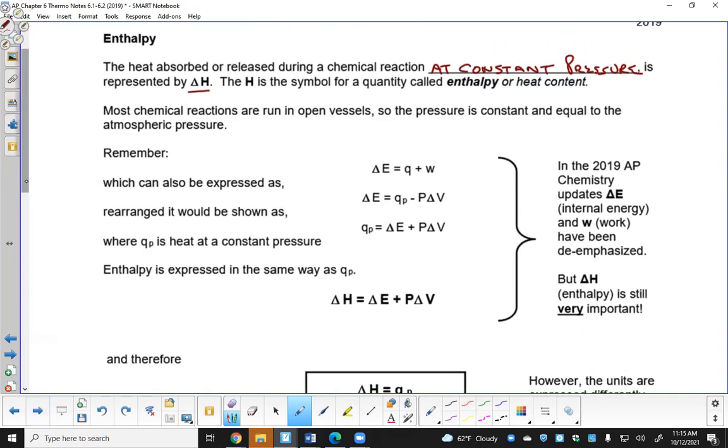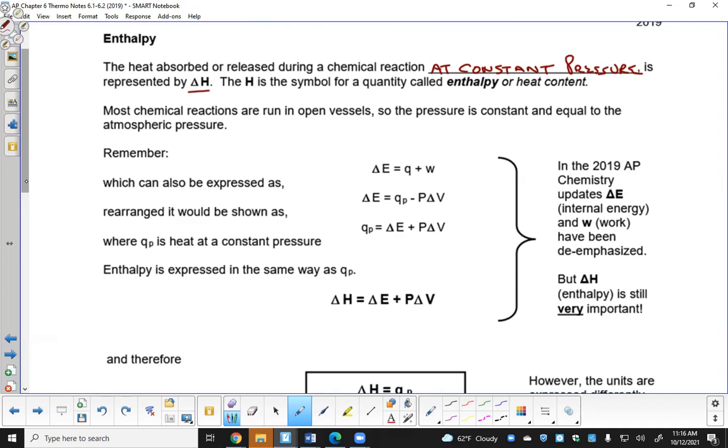Most chemical reactions are run in open vessels, so the pressure is constant and equal to the atmospheric pressure. Now this is where we get to save a whole bunch of time, because the College Board gave a list of clarification statements in 2019, because there was a lot of confusion on how much depth we had to go into on certain things. And so they went through and clarified this topic in particular. And they said delta E, which was always a part of the stuff we had to teach, we're not really going to focus on delta E.